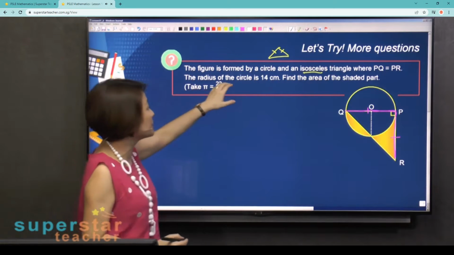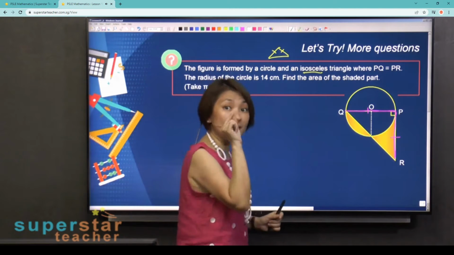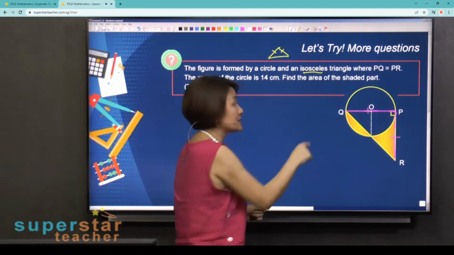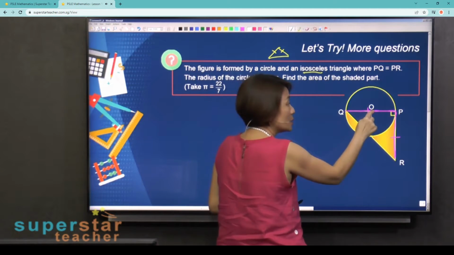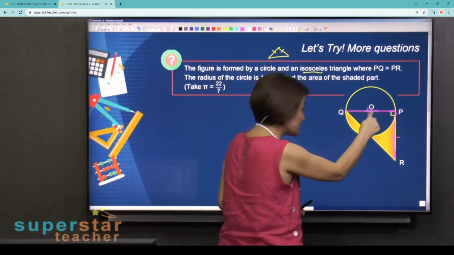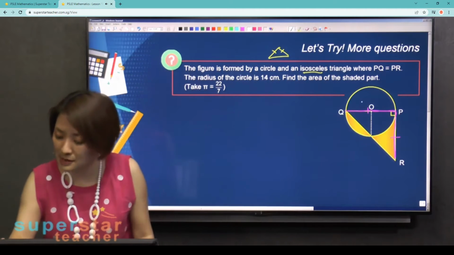Okay, and I continue reading. They say the radius of the circle is 14 centimeters. Now, where's the radius of the circle? The radius means what? From the center of the circle to the side, right? So from the center to the side, this is 14 centimeters. From the center to the side here is 14 centimeters. You see that? Okay, so write it down. This is 14 centimeters. This is 14 centimeters.